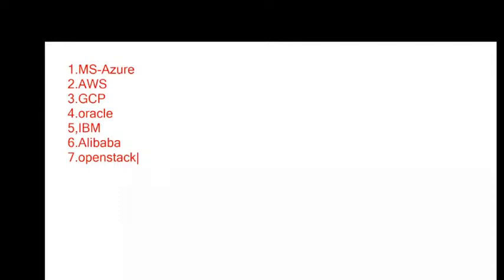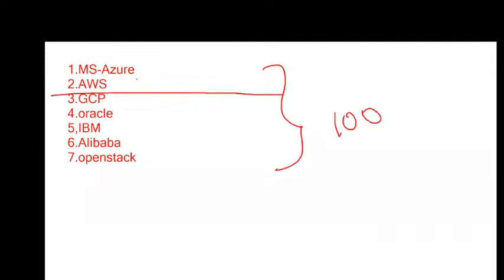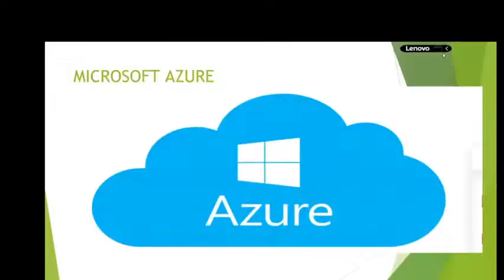If you consider the cloud market as 100%, Microsoft Azure and AWS occupy 80%. The remaining, GCP, Oracle, IBM, Alibaba, OpenStack, together have just 20% in the world. So why Microsoft Azure? Why not AWS? Microsoft will say I am the market leader, and AWS will say I am the market leader. What is the difference between them? Why should we go for Microsoft Azure? What are the services that are very flexible in Azure, and what things are not there in AWS? All that we will discuss in detail.